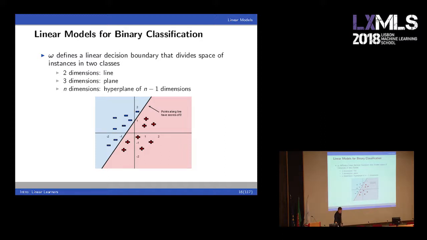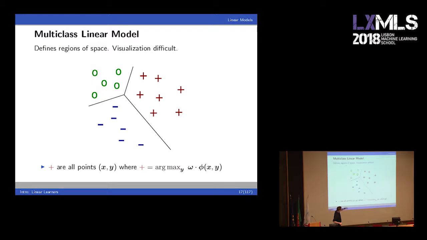And it's a little bit harder to visualize this for the multiclass case. So let's say we have 3 classes, plus, minus, and 0, or cross and circle and dash. And what we visualize now is the partition: the crosses are all points where the argmax of our linear discriminant function gives us the cross as the right label, and so on for the others.